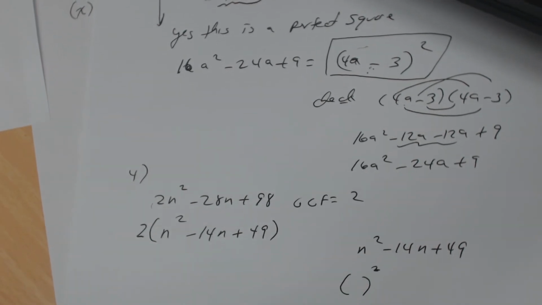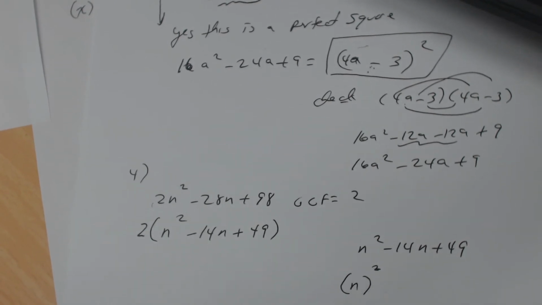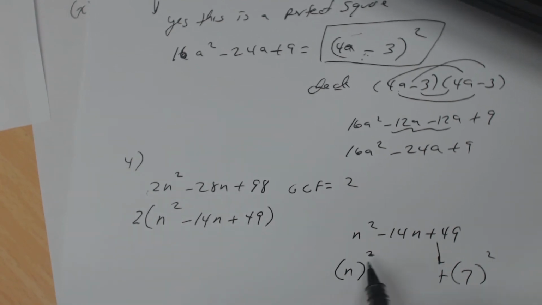All right, so here's a question. Is n squared a perfect square? The answer is yes, because I can write it as n. Is 49, remember that's plus right here, a perfect square? The answer is yes. I can write it as 7. Now you got to check the middle term. I need a negative 14.